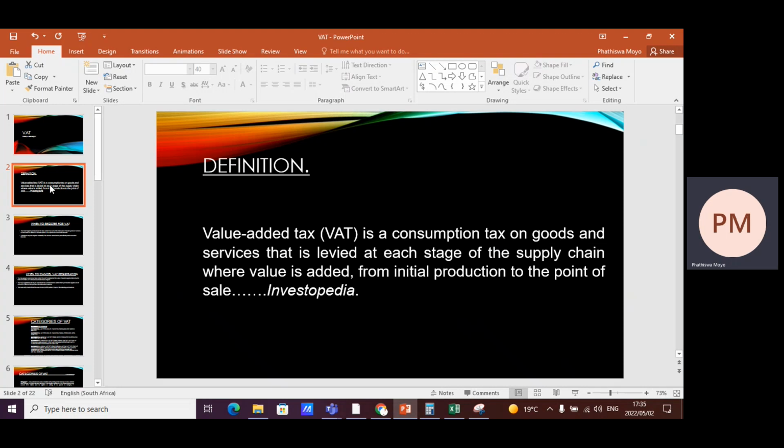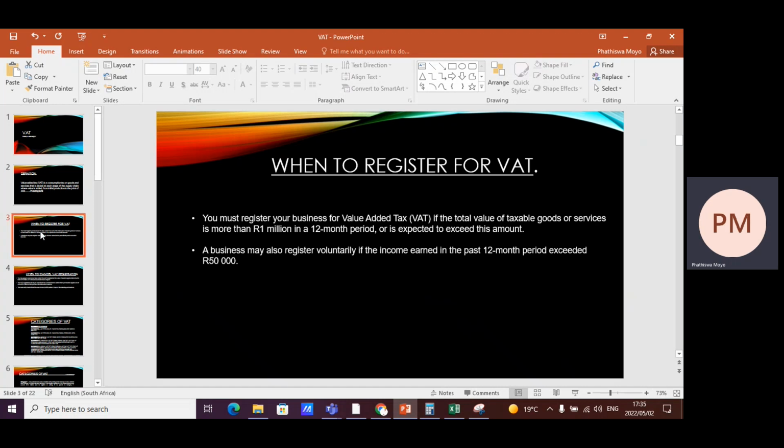Value-added tax is a consumption tax on goods and services that is levied at each stage of the supply chain where value is added, from initial production to the point of sale. That's Investopedia, and it's very clear.